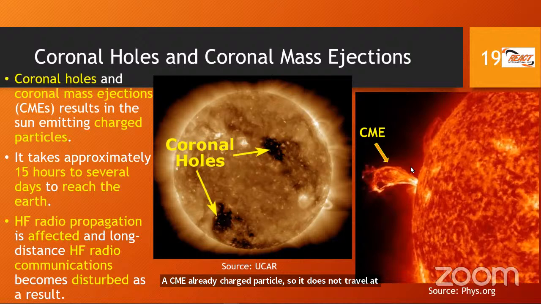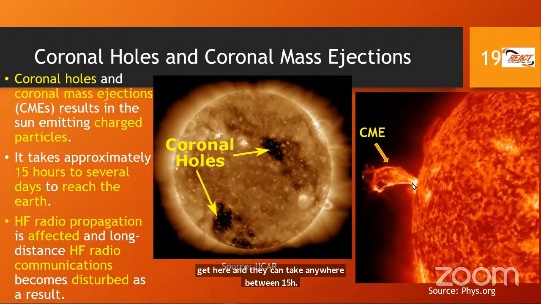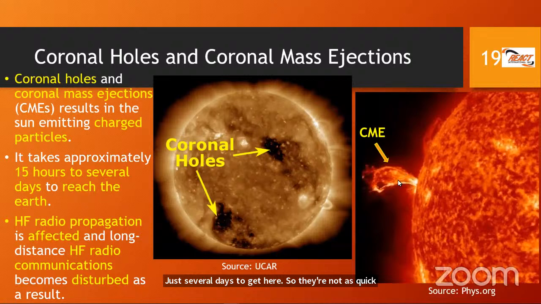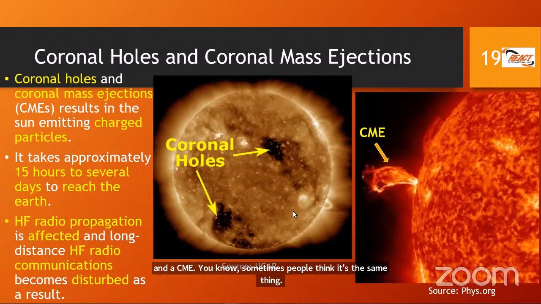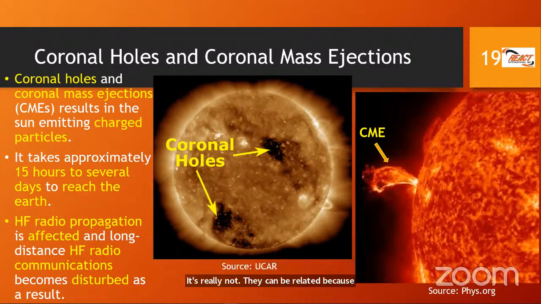So they take much longer to get here, and they can take anywhere between 15 hours to several days to get here. So they're not as quick to reach us as the solar flare, the UV and the X-rays from a solar flare, right? It's much slower, these CMEs, to get to us. I mean, they're still pretty fast, but several times slower than the solar flare. So that's one of the differences between a solar flare and a CME. You know, sometimes people think it's the same thing. It's really not. They can be related, because sometimes in areas where there are existing solar flares, you can have a CME from them, right? So they can be related, but we don't want to mix them up.